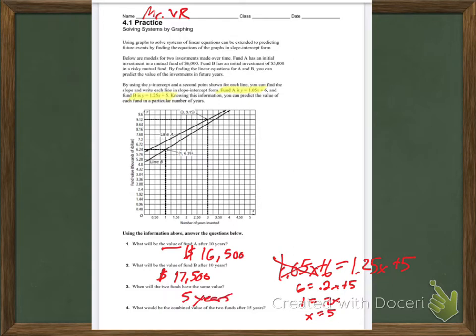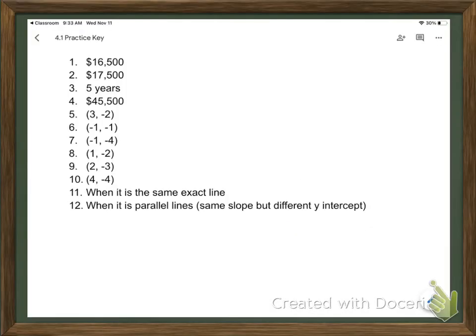Then for number 4, what would be the combined value of the two funds after 15 years? So you could do this in 2 separate equations, or you could just add them together and then plug in 15. So that's probably what I'm going to do, but if you wanted to do them separately, that's perfectly fine. First, let's check our answer. So it would be 5 years right there.